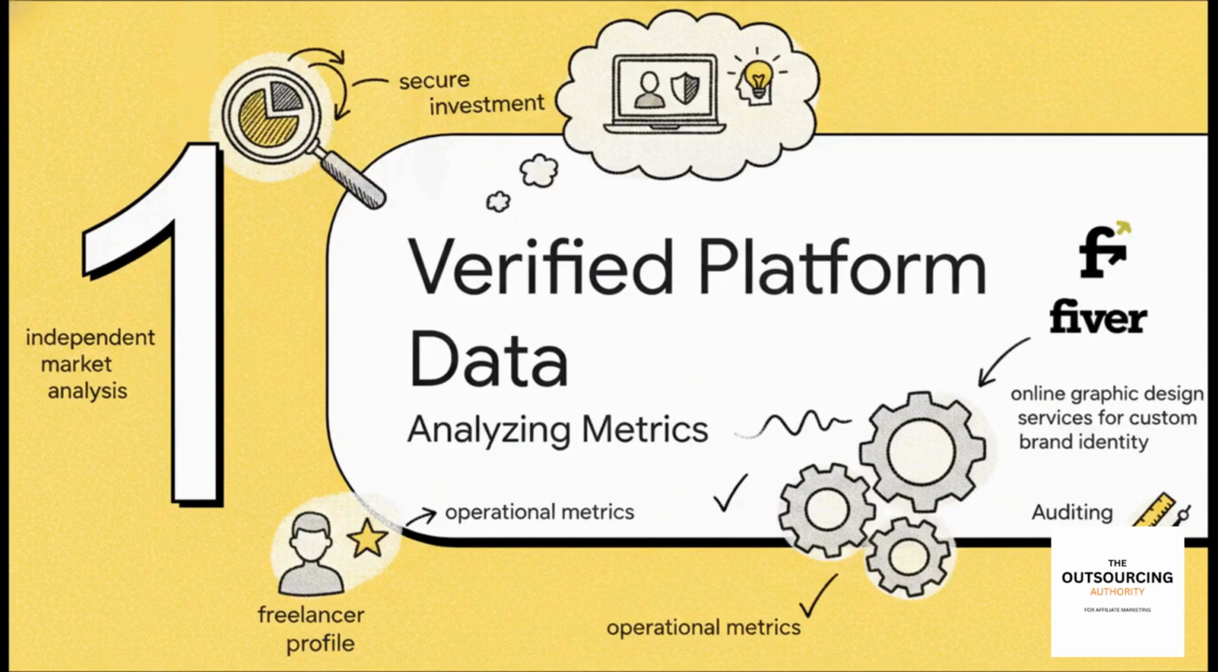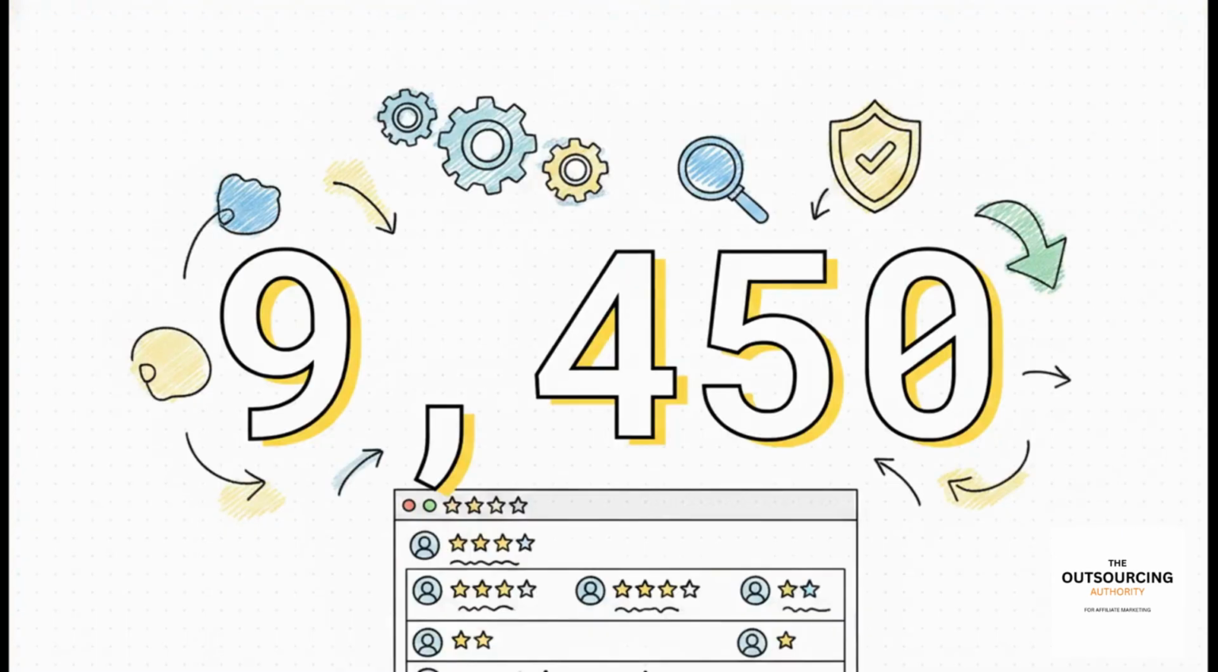Section 1. Analyzing verified platform data. Okay, let's get right into it. To understand what a secure investment actually looks like, we're independently auditing a highly rated profile, Juhi, from the Freelance agency. When we analyze the verified data on this platform, the very first thing that jumps out is this massive number, 9,450. That's the total number of verified reviews.